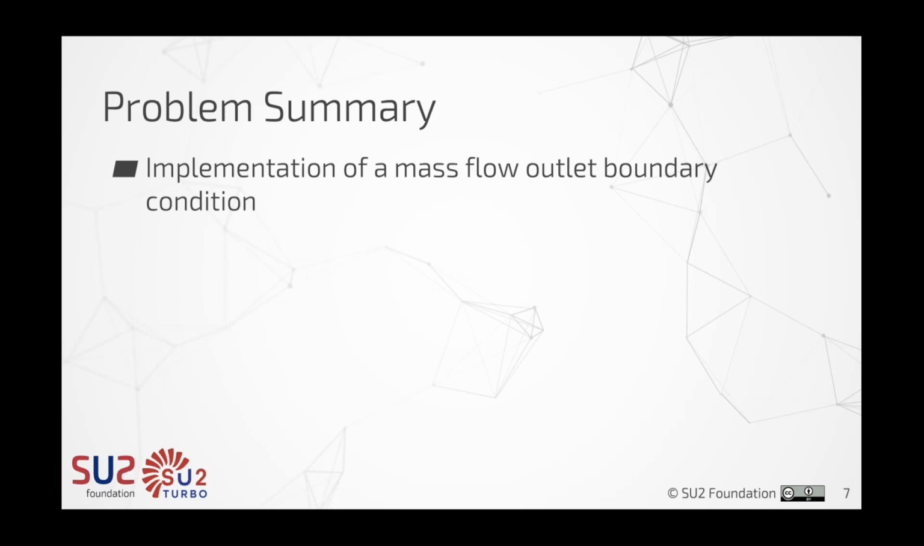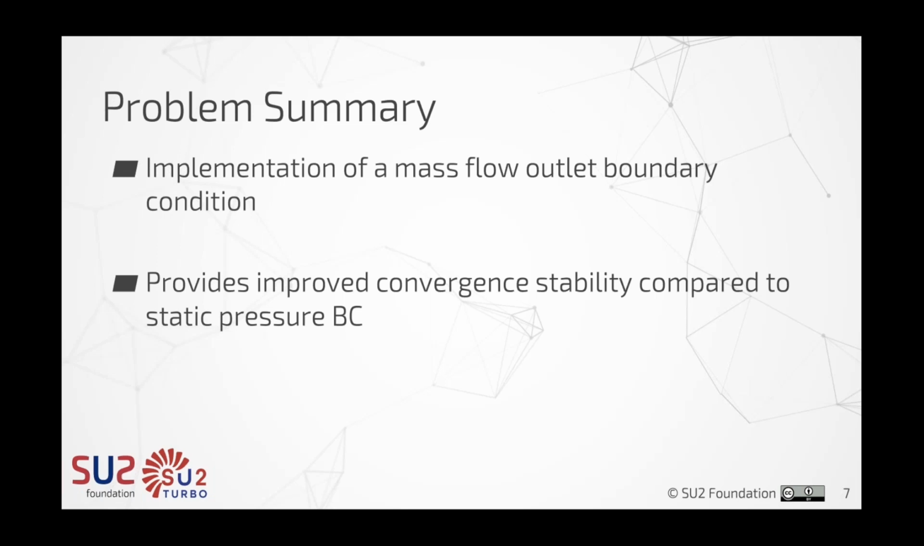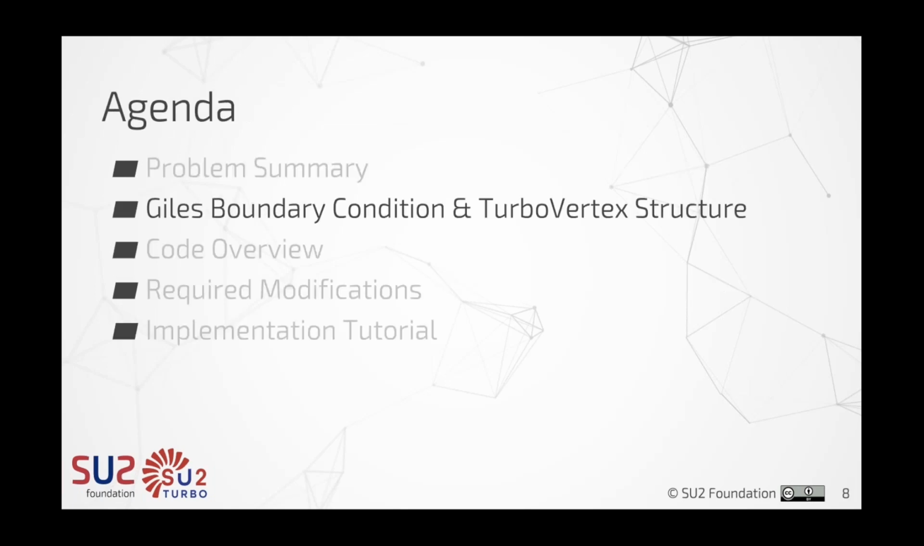So first things first, our problem summary. We want to implement a mass flow outlet boundary condition. So why might we want to do that? Mass flow outlet conditions, you'll find them in almost all CFD solvers. They're really, really useful. They allow you to prescribe the mass flow at the outlet, which often can result in better convergence stability compared to static pressure boundary conditions, and also allows you a little bit of directional control for the flow at the outlet, which can be important for turbomachinery. So again, we'll move on.